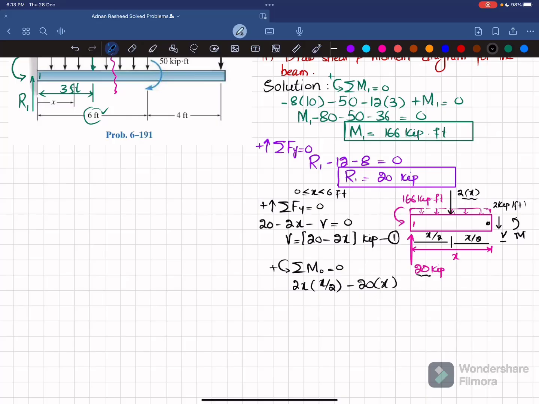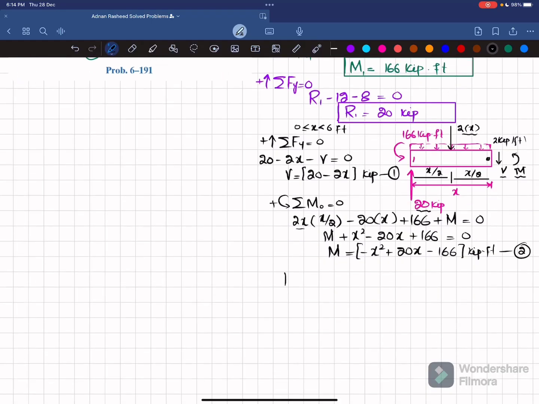The third moment is this 166, which is a counterclockwise moment, so it will be plus. So I will write plus 166, and the last moment is the external moment, which is considered counterclockwise, so it will also be positive, and their sum must be equal to 0. From here you will get M plus x square, because 2x into x by 2 is x square, minus 20x plus 166 is equal to 0. So this moment equation will be M equal to minus x square plus 20x minus 166, and the unit will be kips into feet, and this is equation number 2.